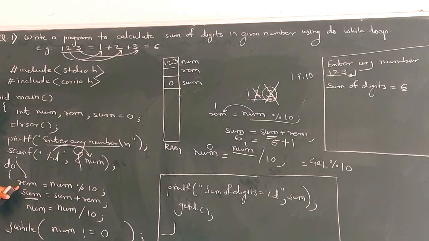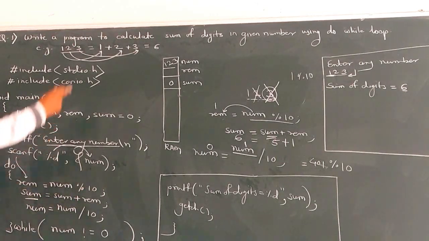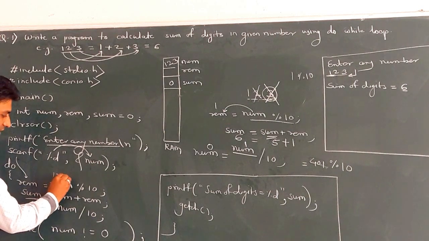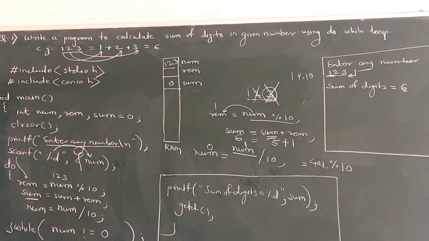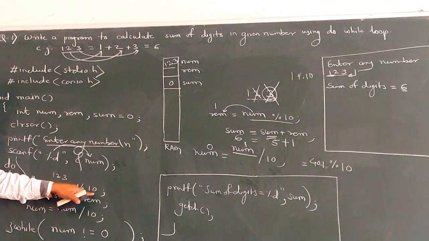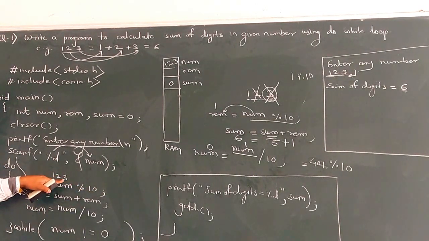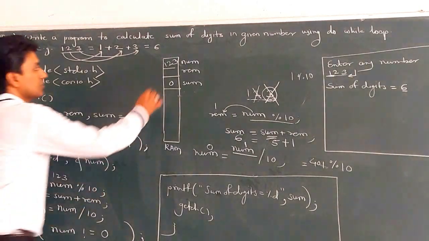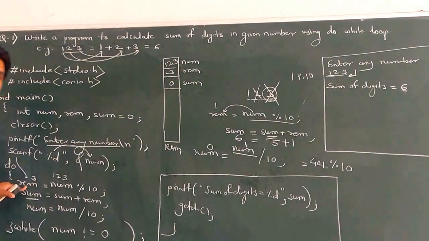Okay. Next, what is the statement in the body of the do while loop? First statement, reminder is equal to num mod of 10. So what is the num? 123 mod of 10. What does it give you? 3. What is the reminder? 123 mod of 10 gives you reminder 3 and quotient 12. So 3 is saved into the reminder variable.